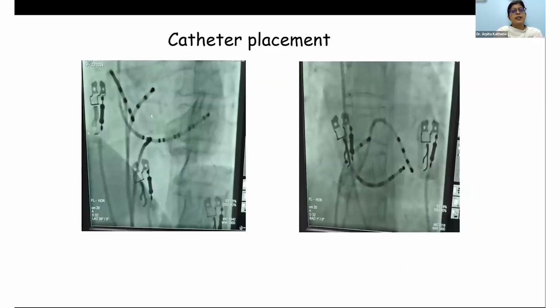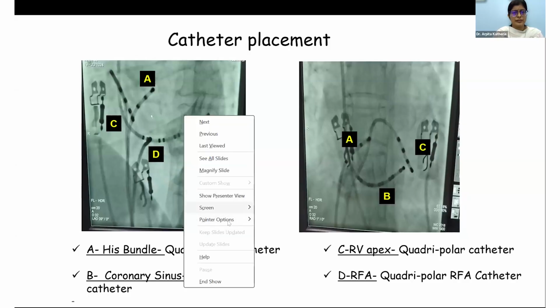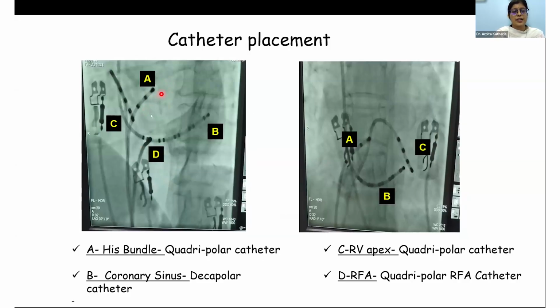Moving on to catheter placement. Typically, we are seeing here the catheter placement in an LAO and an AP or an RAO projection. If you see the first catheter at 12 o'clock position, this is the LAO view, this is the AP view, slightly RAO view. The 12 o'clock position in LAO is the His bundle catheter. It appears here. The His bundle catheter is placed near the tricuspid annulus, abutting it and superiorly.